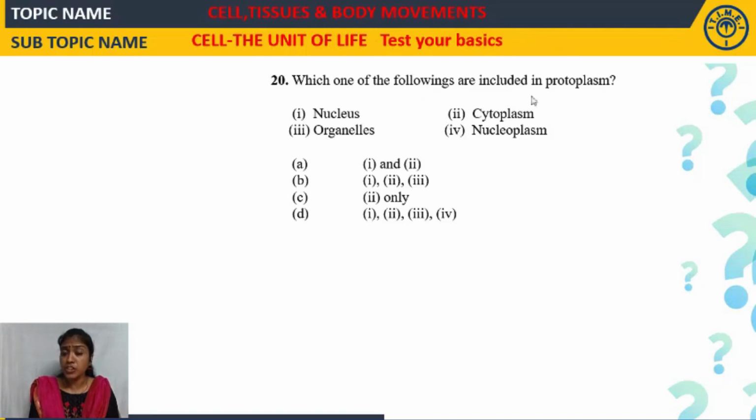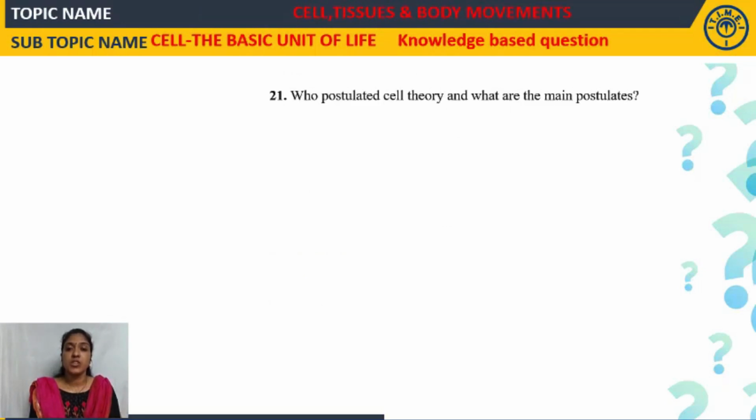So what is option A? 1 and 3, B 1, 2 and 3, C 2 only. What about D? 1, 2, 3 and 4. So all the things are coming under protoplasm. Yes, choice D. Next, who postulated cell theory?